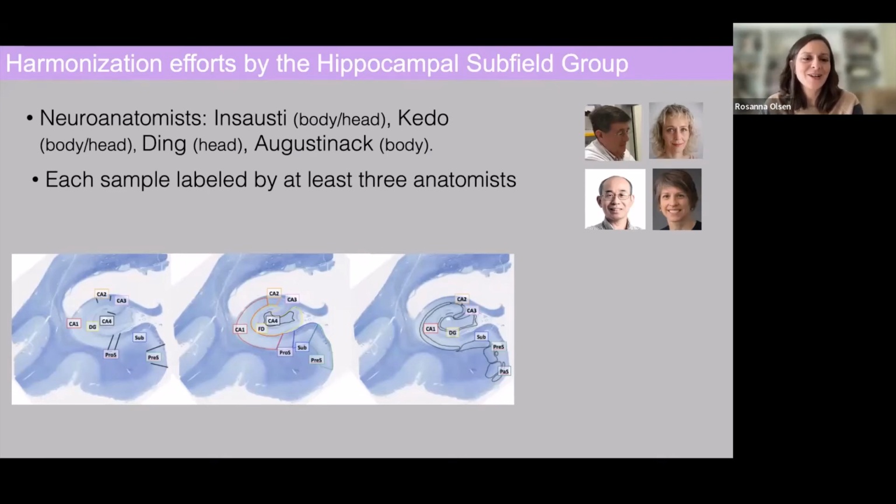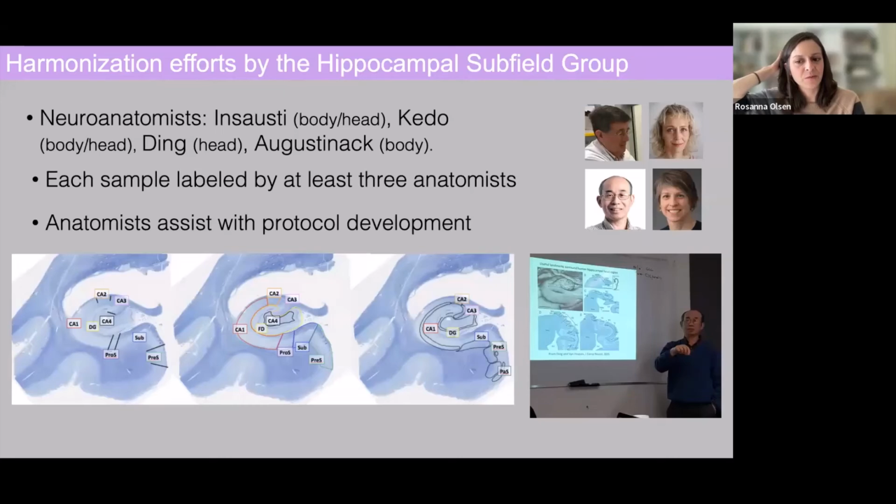But you can see even here, even using the same stains and the same subject, that the number of regions of interest, or the number of subfields that are divided, is different among the neuroanatomists, because they don't all agree on the terminology and number of ROIs that exist in the hippocampus. The boundaries also differ somewhat from group to group. We've been very fortunate to work very closely with all 4 of the neuroanatomists. They have come to our working group meetings to help us learn more about their techniques and also to help guide the development of our protocol.